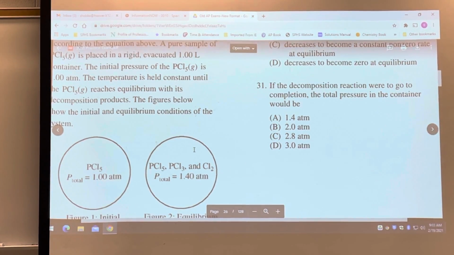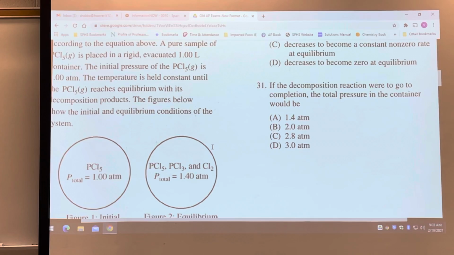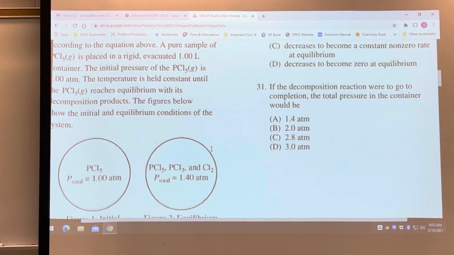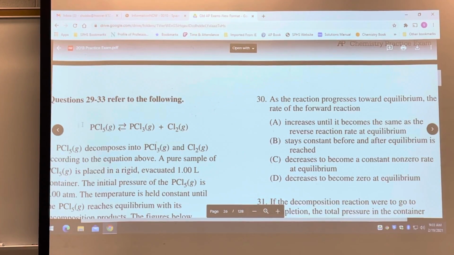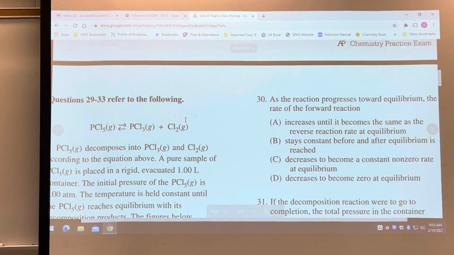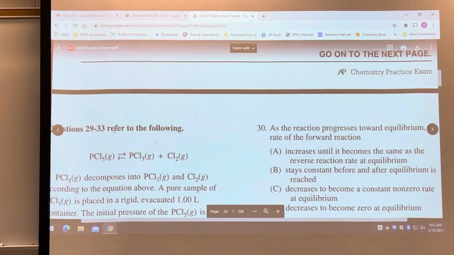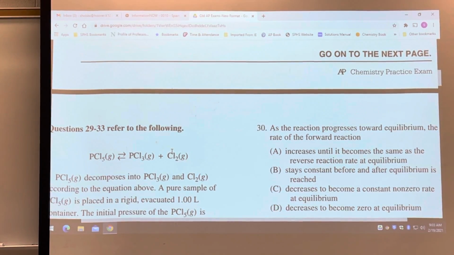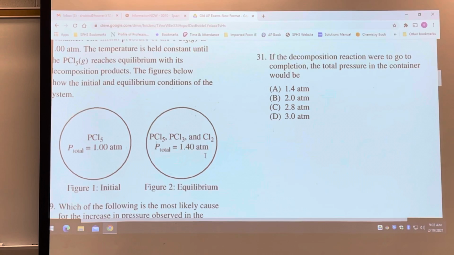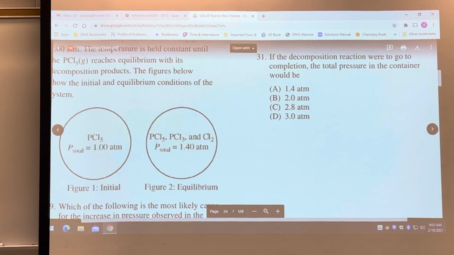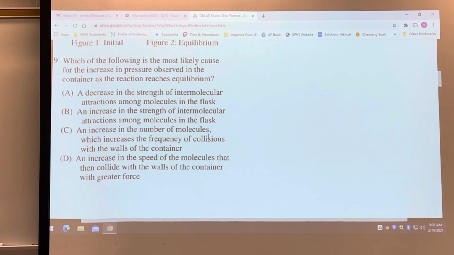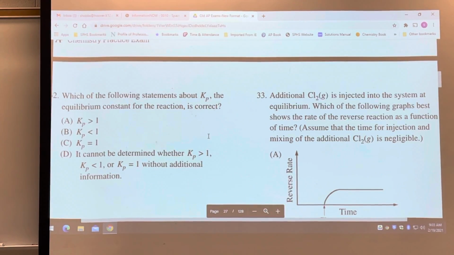Now here's the stoichiometry question. If the decomposition were to go to completion, what would be the total pressure? If we started with 1 atmosphere here and it all went to products, what would the pressure be? 2. Because 1 molecule is making 2 molecules, therefore the pressure doubles. But because it only went to 1.40, that means it didn't all go to completion. And then we come down to the last one here.